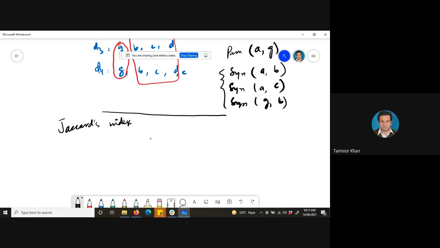and according to Jacquard's index, the similarity between the words W1 and W2 is equal to the number of the context of W1 intersection with the context of W2. What is the overlap in the context of these two words? Divided by the context of W1 union the context of W2.